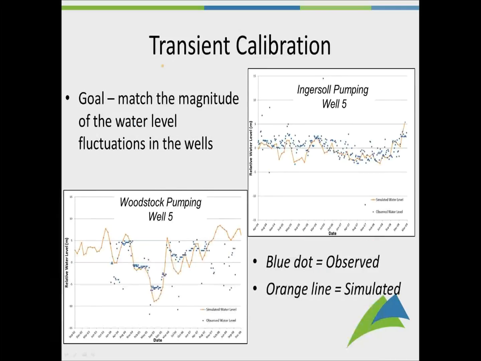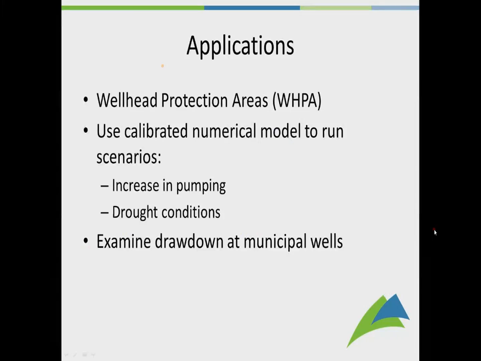For trend calibration, we tried to fit transient water levels at the municipal wells in the model to observed data. This figure shows the results at two municipal wells, one in Woodstock and one in Ingersoll. The blue dots in each figure represent the observed water levels, and the orange lines represent model results. So you can see we've been able to match the trends reasonably well, the transient trends in both of these, and that gave us the confidence that our model was calibrated.